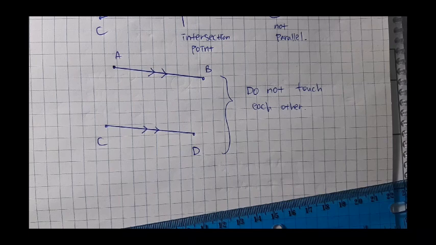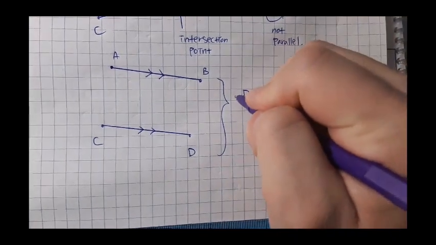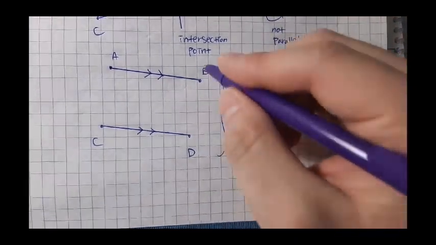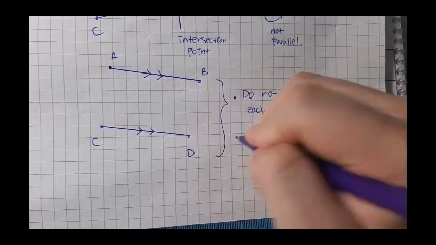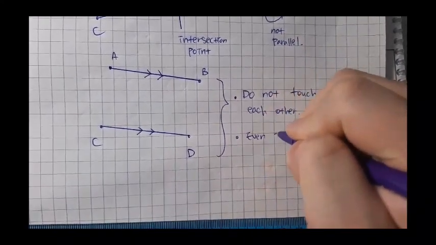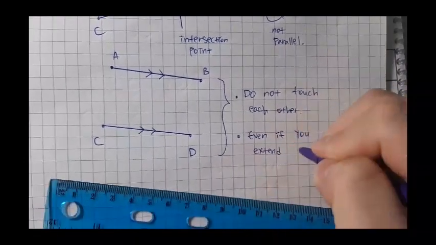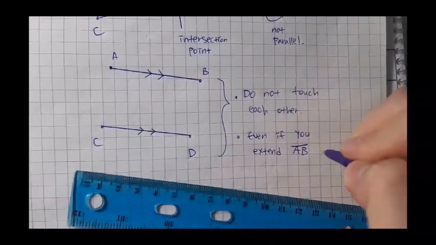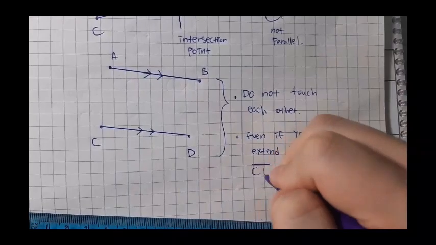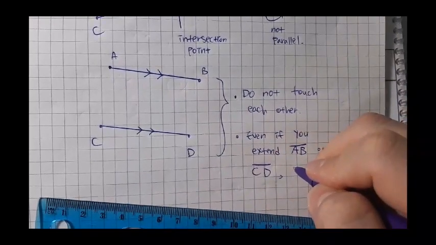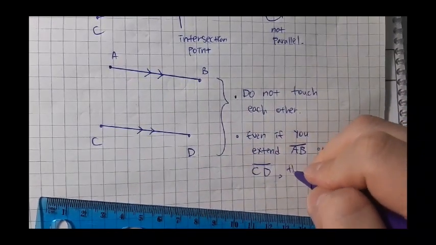Now, some people say, Mr. Kim, what if it's extended? Now, to be parallel to each other, first of all, you shouldn't touch each other, literally. Number two, even if you extend the line, in this case, line AB or line CD, there should be no intersection point.